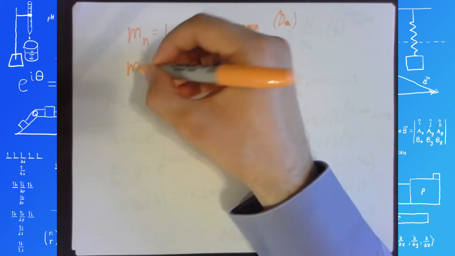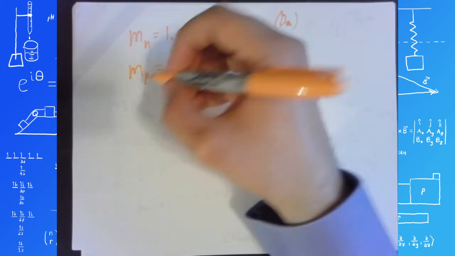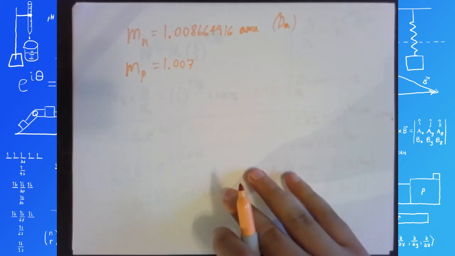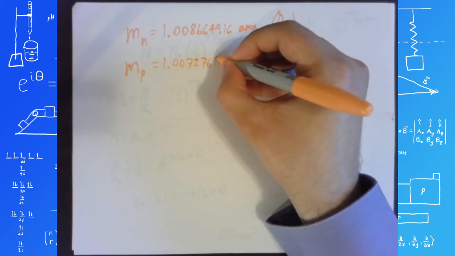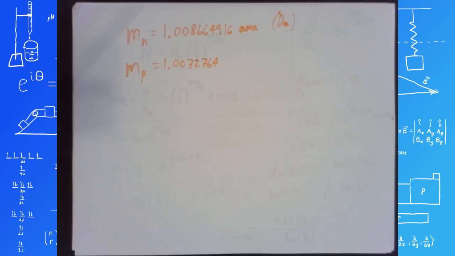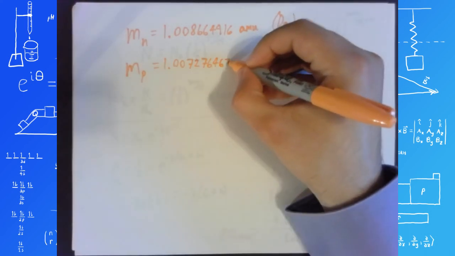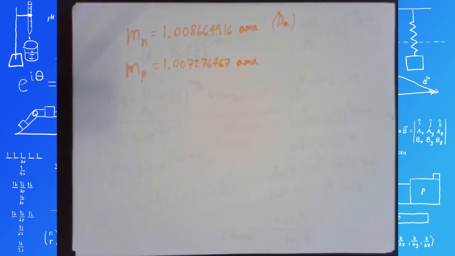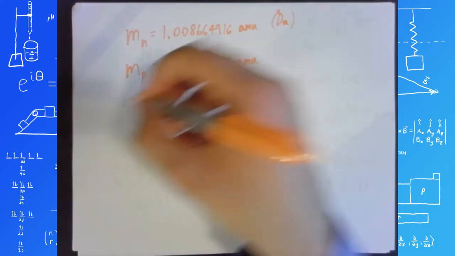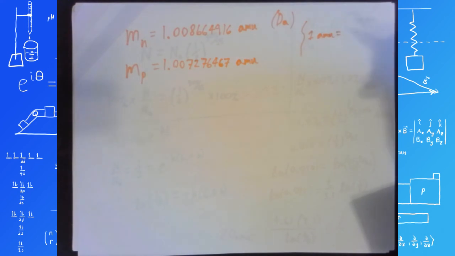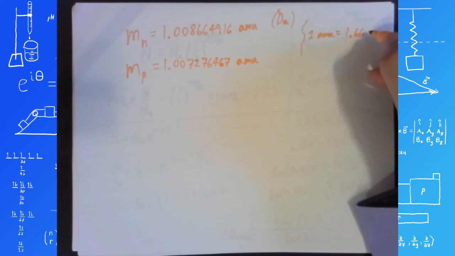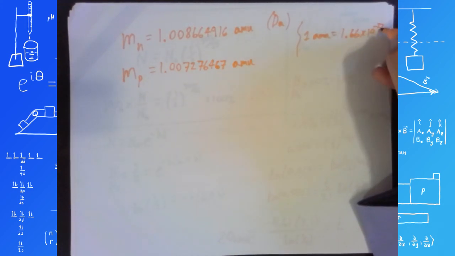And then m sub p, the mass of a proton, is 1.007 2764 67 atomic mass units. And we might need this for later. 1 atomic mass unit, I guess I'll write it over here, is equal to 1.66, well, I'll just keep it as 1.66 times 10 to the negative 27 kilograms.